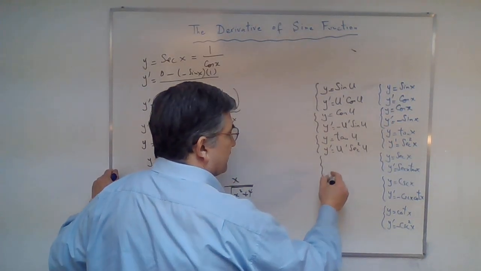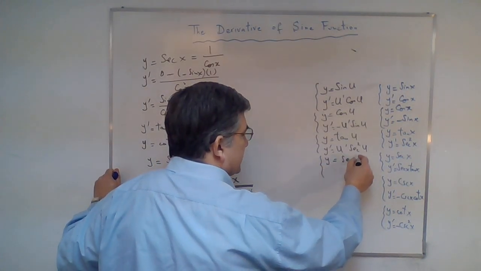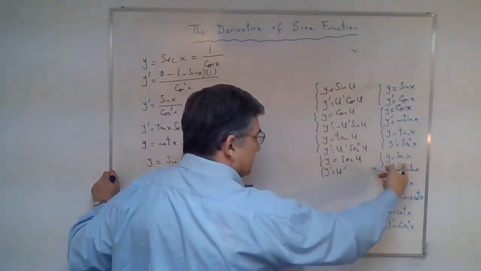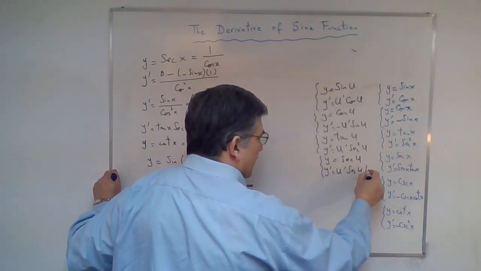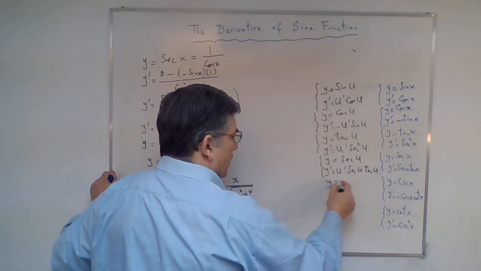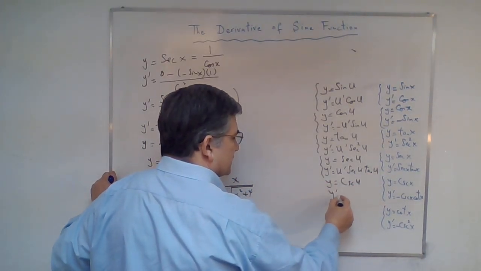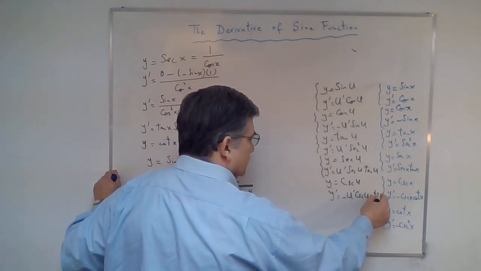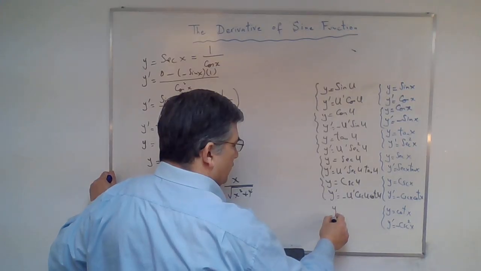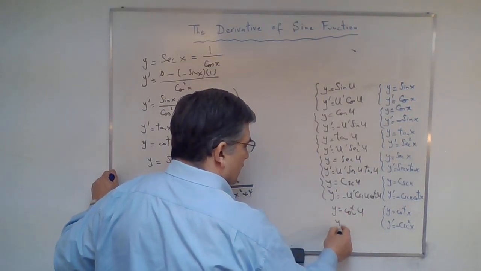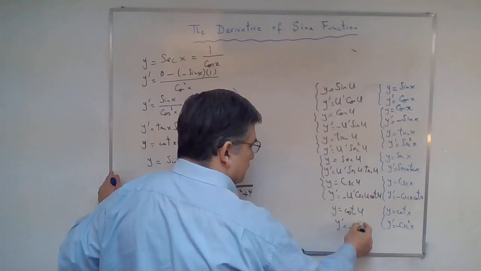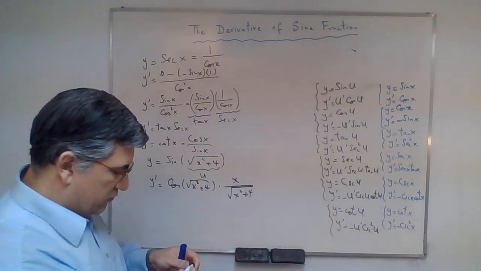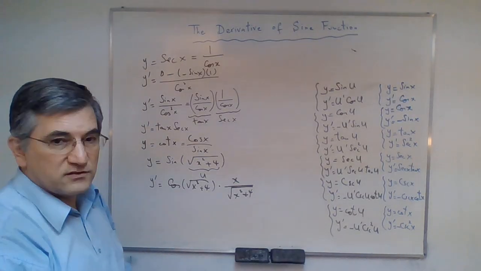future calculations of yours. Y equals secant of u. The derivative is u prime, that comes from the chain rule, and then the formula, secant of u times tangent of u. Y equals cosecant of u. The derivative is negative u prime, and then cosecant of u cotangent of u. And finally, y equals cotangent of u. The derivative is negative u prime cosecant squared of u.